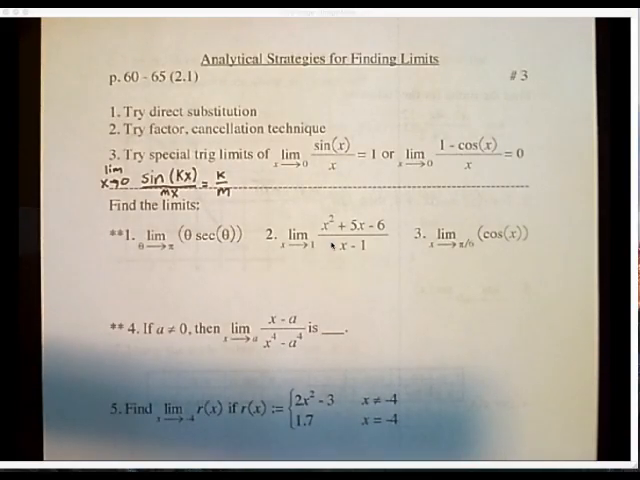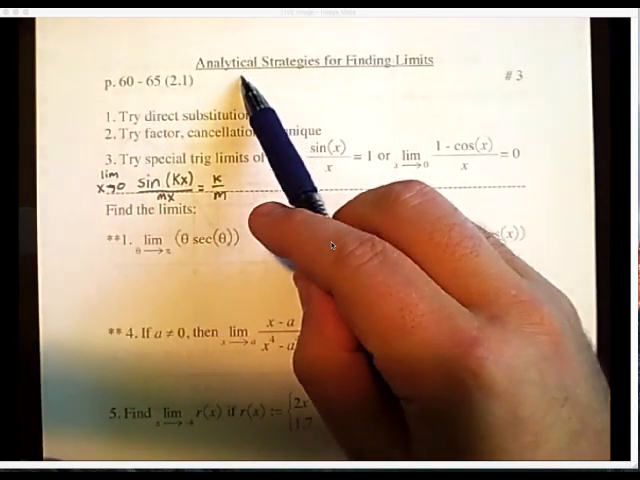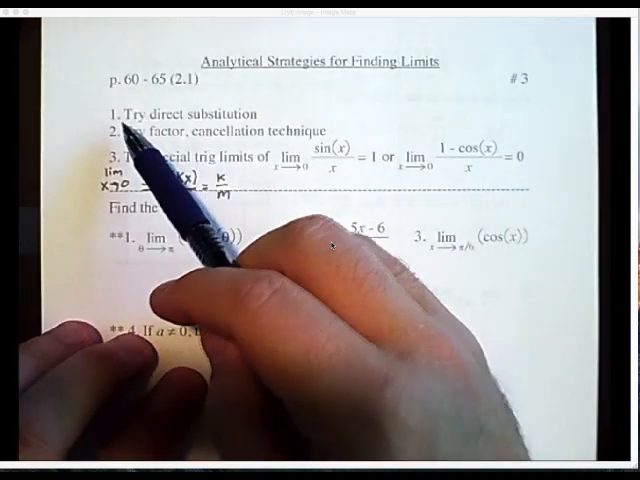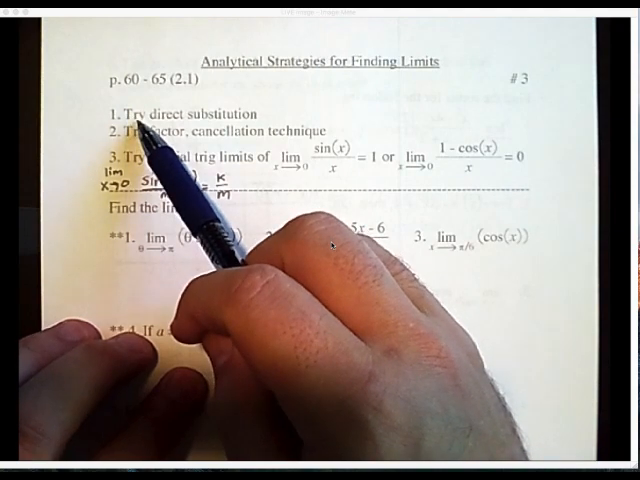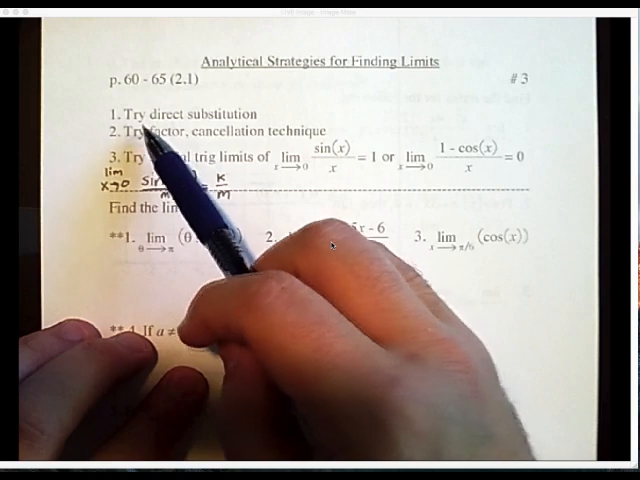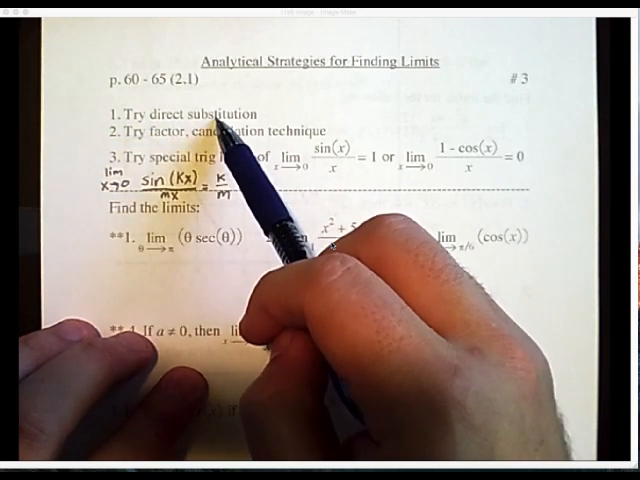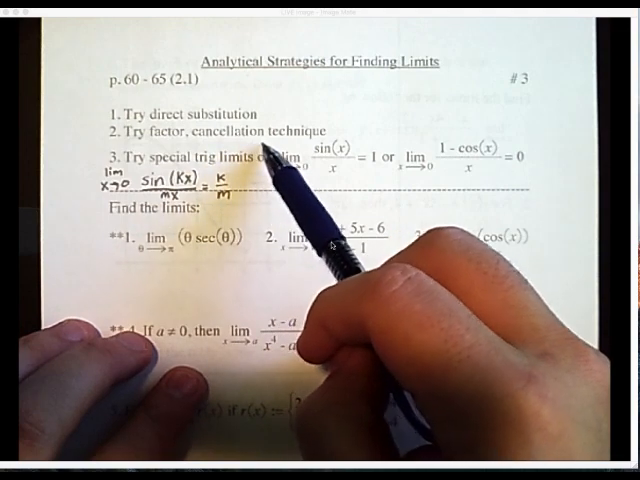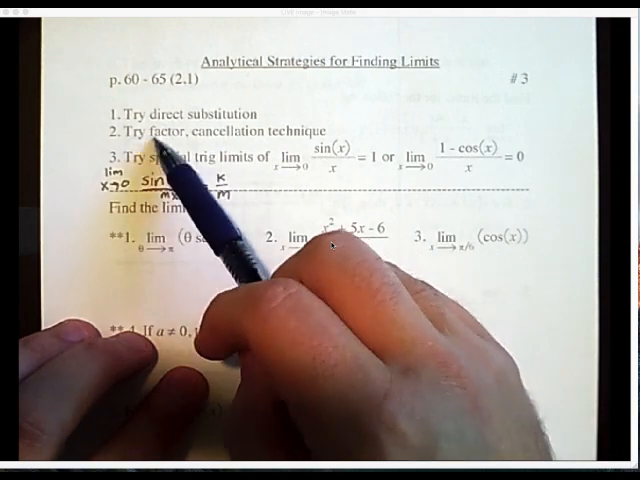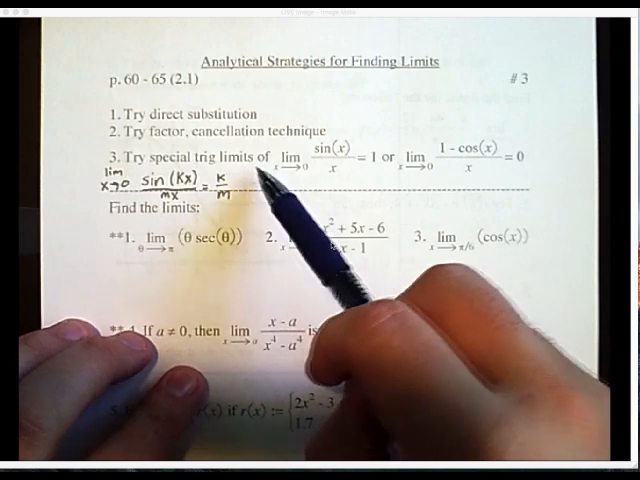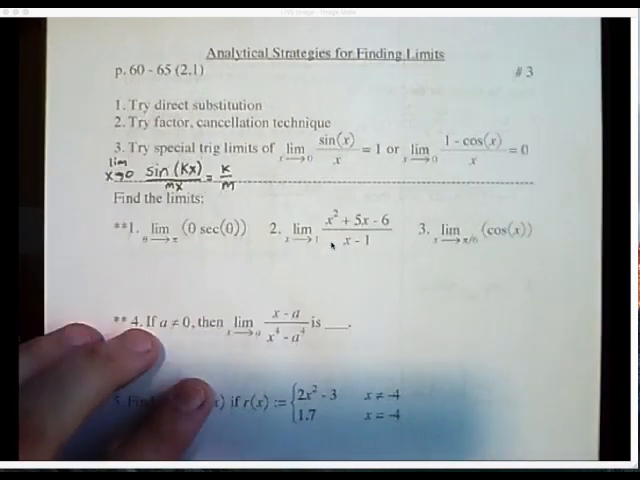All right, y'all, this is note card number 3. It says analytical strategies for finding limits. So what Stacy McMullen tells us, some steps when you're trying to evaluate a limit without a graph: we're going to try direct substitution, and then we're going to try factoring and canceling. And then if neither of those work, we can try some special trig limits, which we'll look at if we come to it. So let's try the first one here.